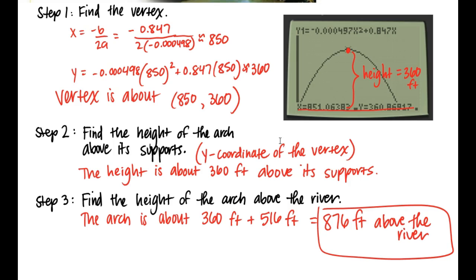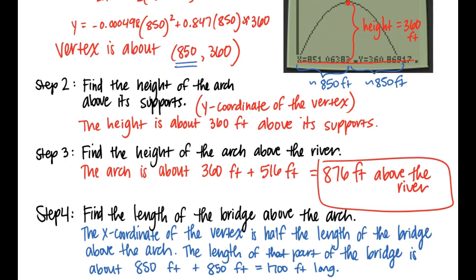Last thing we need to do is find the length of the bridge above the arch. The x-coordinate of the vertex is half the length of the bridge above the arch. So remember, the x-coordinate of the vertex was 850 approximately. So if we know that the vertex is halfway between the first point and the last point, aka the x-intercepts essentially, then we can just double that x-coordinate or add it to itself. So that means the length of that part of the bridge is about 850 feet plus 850 feet, which is equal to 1,700 feet long.